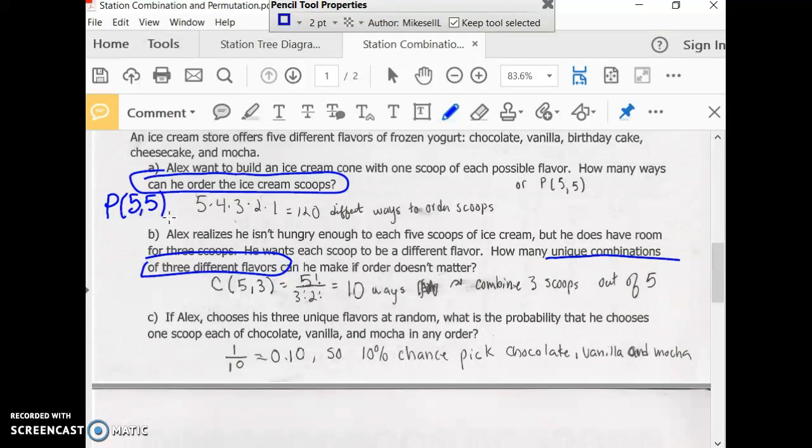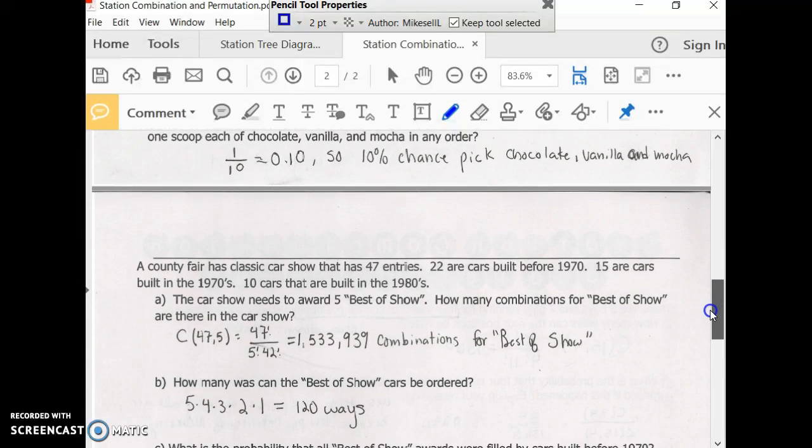The permutation would be 5P5, which gives you 120. 5 choose 3, I only get 10 ways to combine 3 scoops of ice cream out of my 5 options. If Alex chooses his 3 unique flavors at random, what's the probability that he chooses 1 scoop each of chocolate, vanilla, and mocha in any order? How many ways can you choose 3? 10. That's just one specific combination. 1 out of 10, which is 0.1. So a 10% chance he chooses chocolate, vanilla, and mocha.